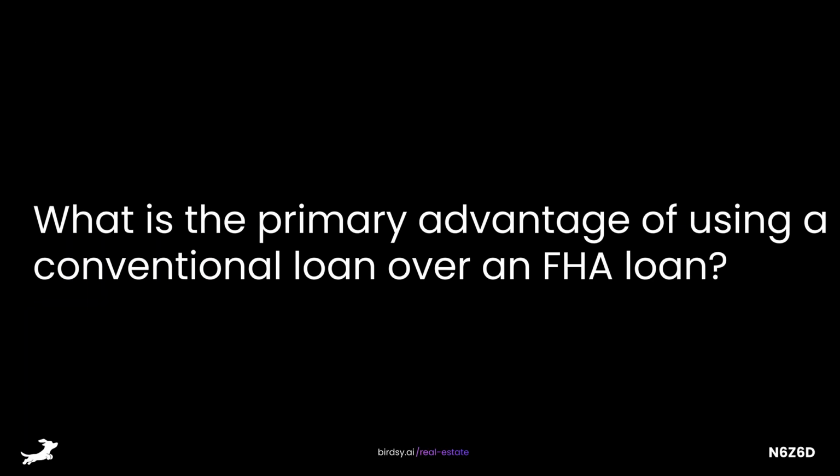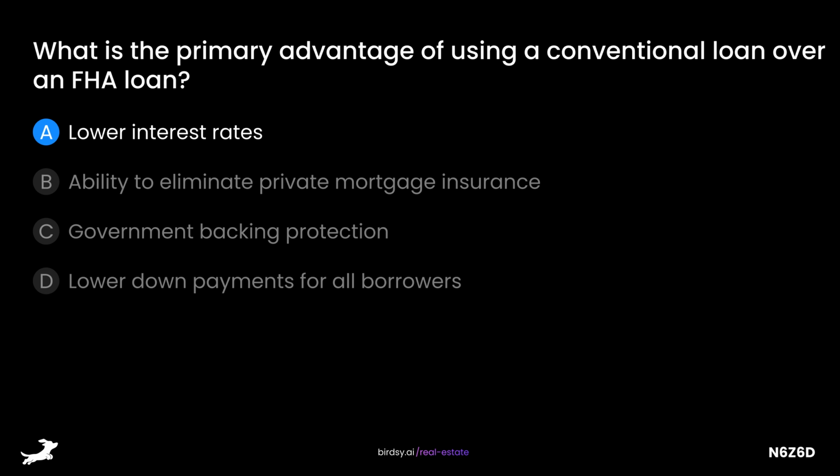What is the primary advantage of using a conventional loan over an FHA loan? Is it A, lower interest rates, B, ability to eliminate private mortgage insurance, C, government backing protection, or D, lower down payments for all borrowers?